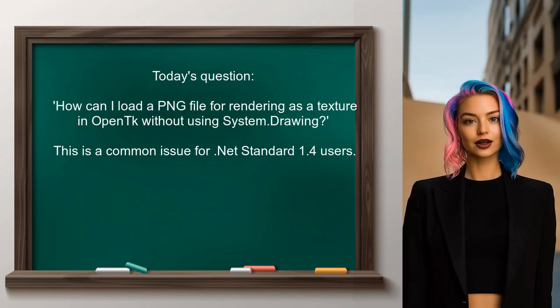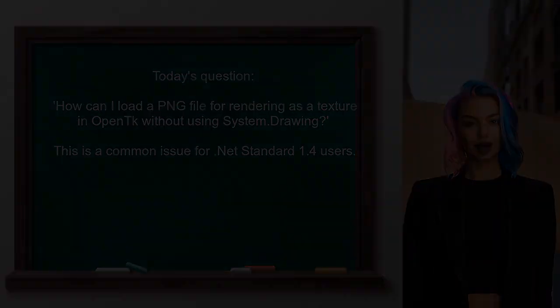Here's the specific question we're addressing today. One user asked, how can I load a PNG file for rendering as a texture in OpenTK without using system drawing? This is a common issue for those working with .NET Standard 1.4.